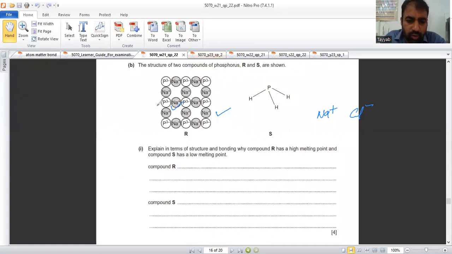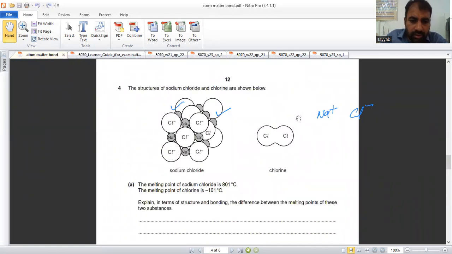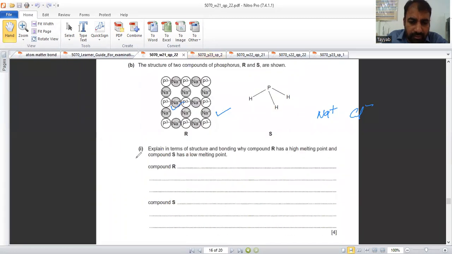I would like to show you with the help of a diagram for NaCl.